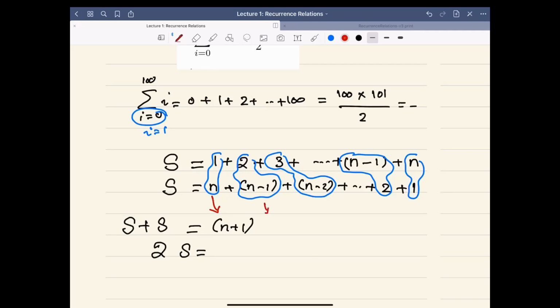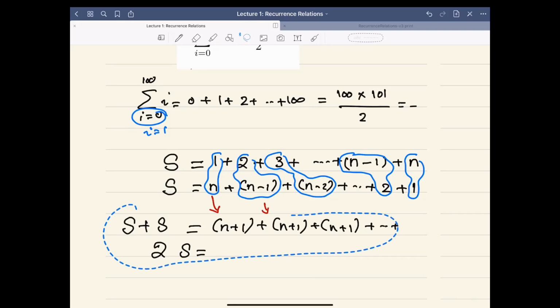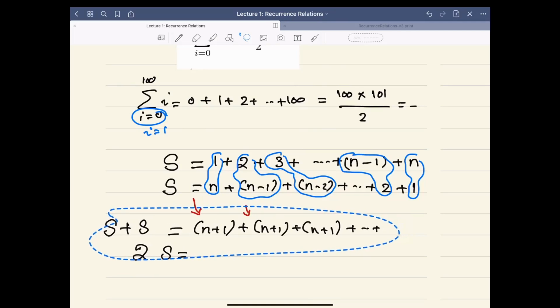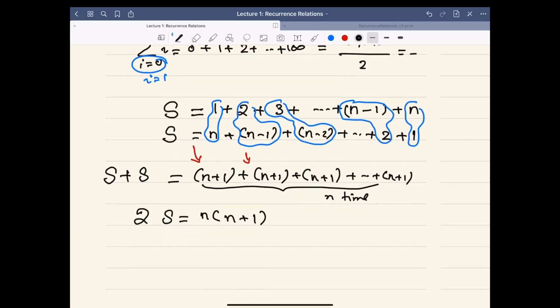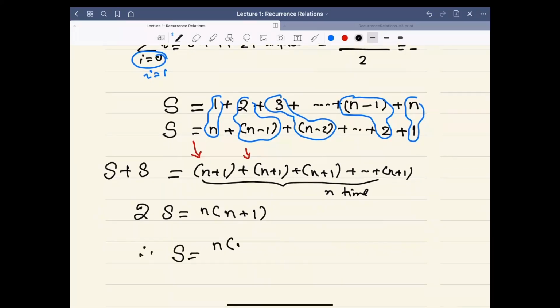Now the second pair will be also n plus 1. The third pair is also n plus 1. And if you keep continuing this, then you will have n plus 1 as the last one. So how many n plus 1 do we have? Here in total we have n times. So s plus s is equal to 2s, and on the other side we will have n multiplied by n plus 1. So what is s equal to? It is n times n plus 1 divided by 2, and this is the one that we want to find.